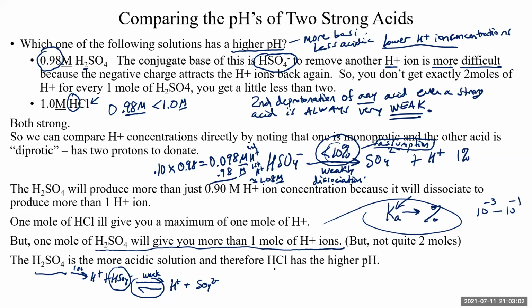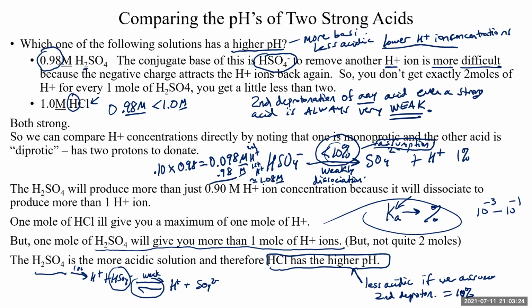So HCl ends up having the higher pH. What does that mean? Higher pH makes it sound more acidic, but what does that really mean? Less acidic. If we assume that the second deprotonation of sulfuric acid is about 10% or more, even 5% would still get us greater molarity of hydrogen ions. 1%, you might not actually get it.